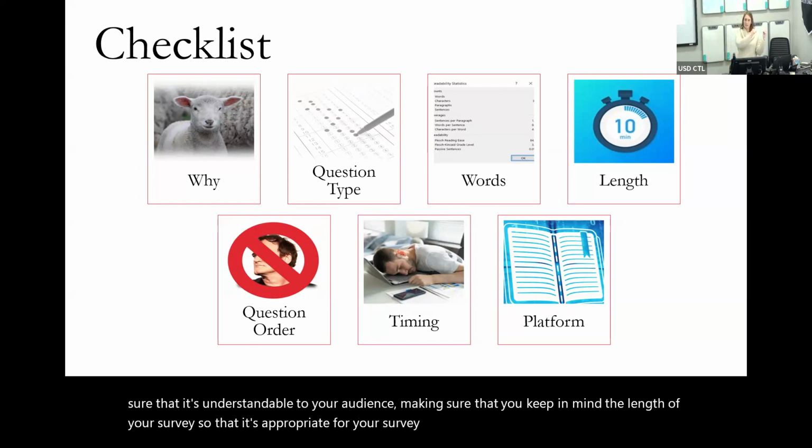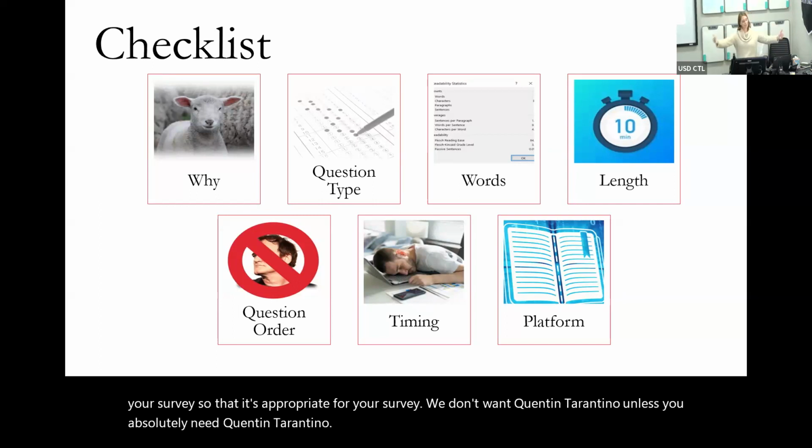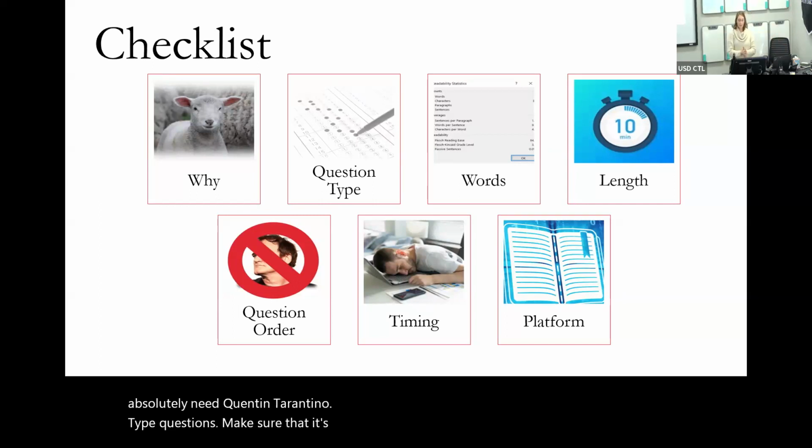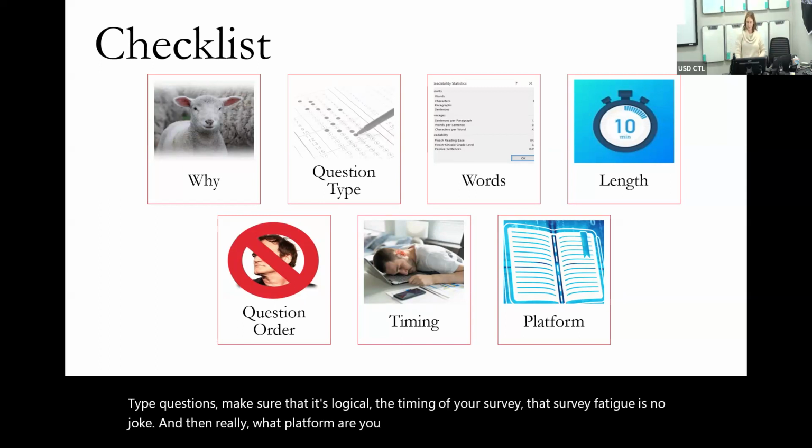We don't want Quentin Tarantino unless you absolutely need Quentin Tarantino type questions. Make sure that it's logical. The timing of your survey, that survey fatigue is no joke. And then really, what platform are you going to administer your survey on?